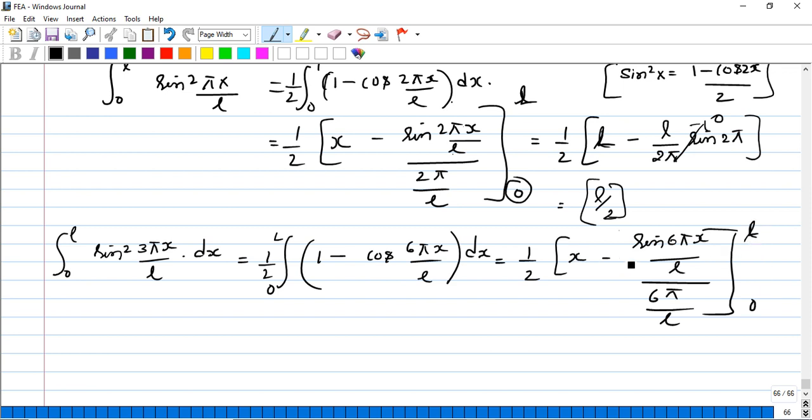When I substitute, the same step, L gets cancelled, and sine 6 pi, being a multiple of 180 degrees, will be 0. So this entire thing we get as 0. If I substitute upper limit L and lower limit 0, L minus 0, I get L. The final term will be L by 2 again. So this is done. The second term is also done.